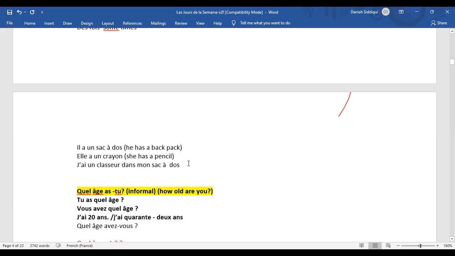Very nice. Très bien. I have a folder in my bag. Repeat that, please. I have a folder in my backpack. Très bien. So that is how we will be using a verb for saying that I have this, that, etc.